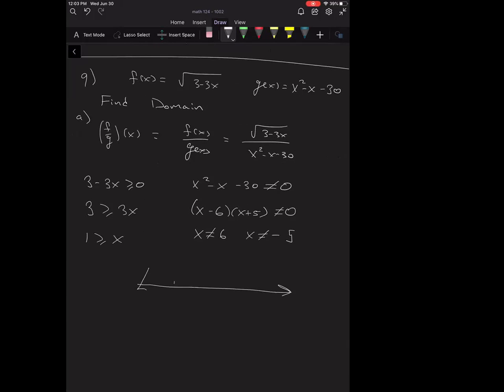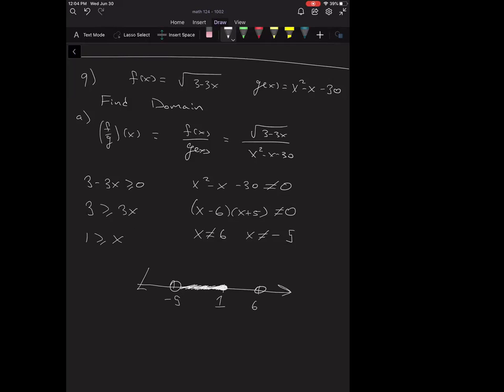We have -5 over here, can't be that. Here is, oh, we'll need 1 on there. And then 6, we're not allowed to be that. And this is saying x has to be less than or equal to 1. So less than or equal to 1, so we put a closed dot on 1, and then we shade to the left, because x has to be less than or equal to 1.